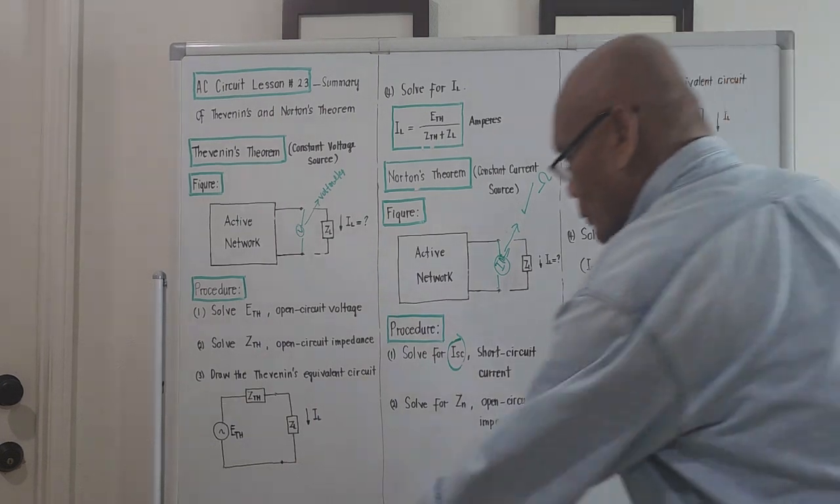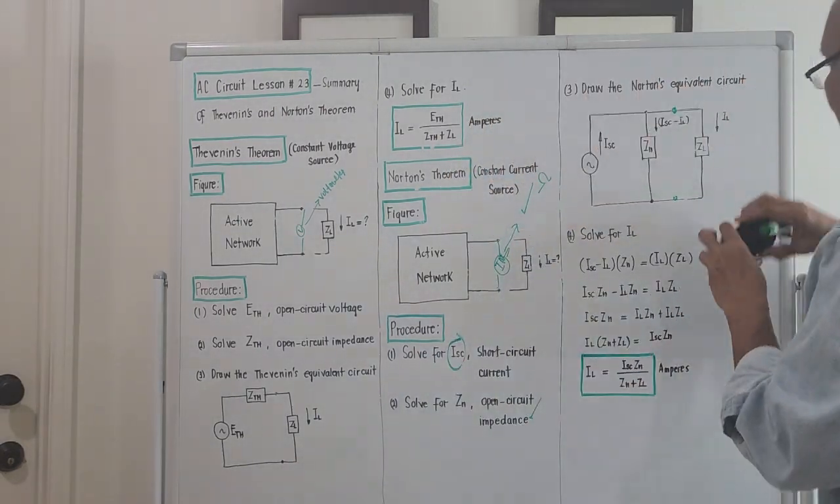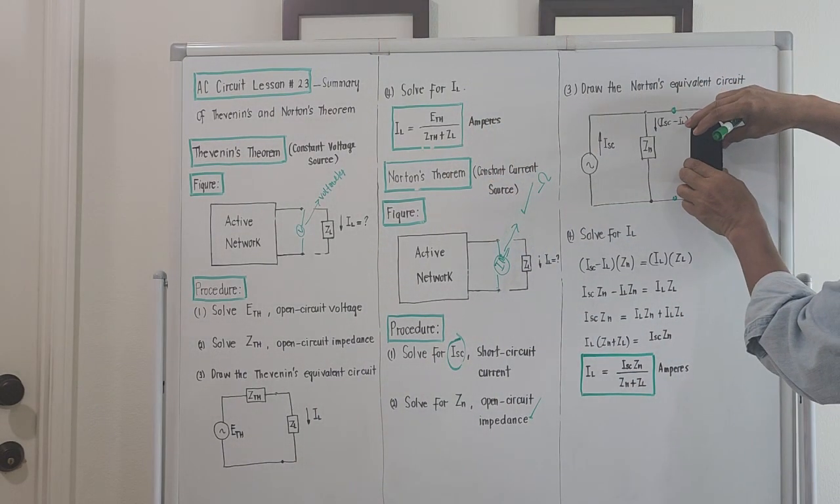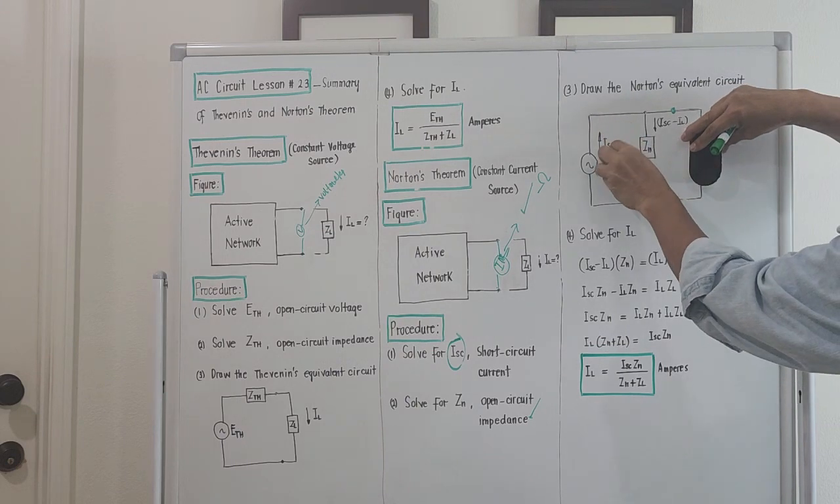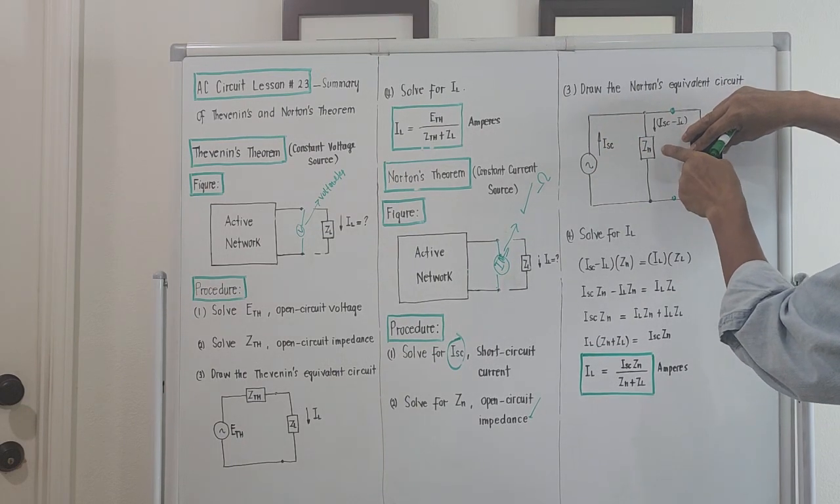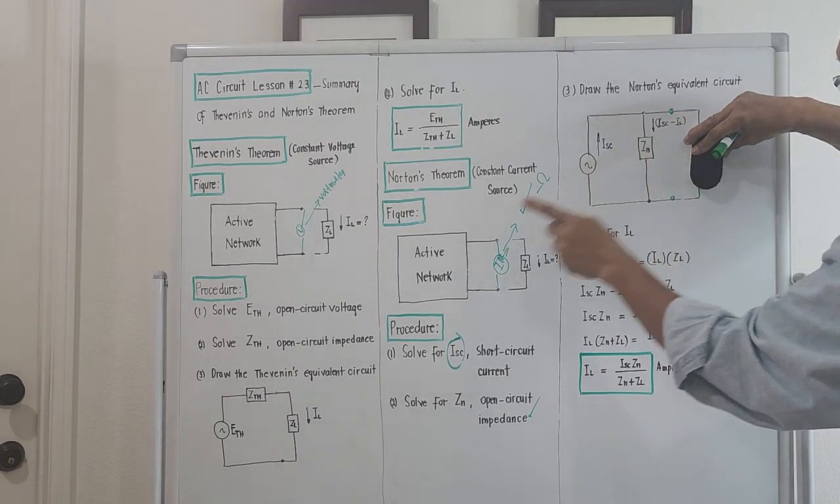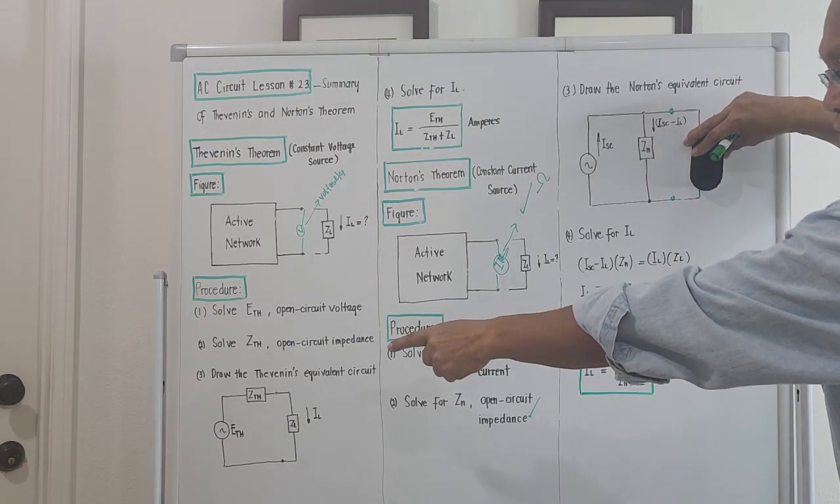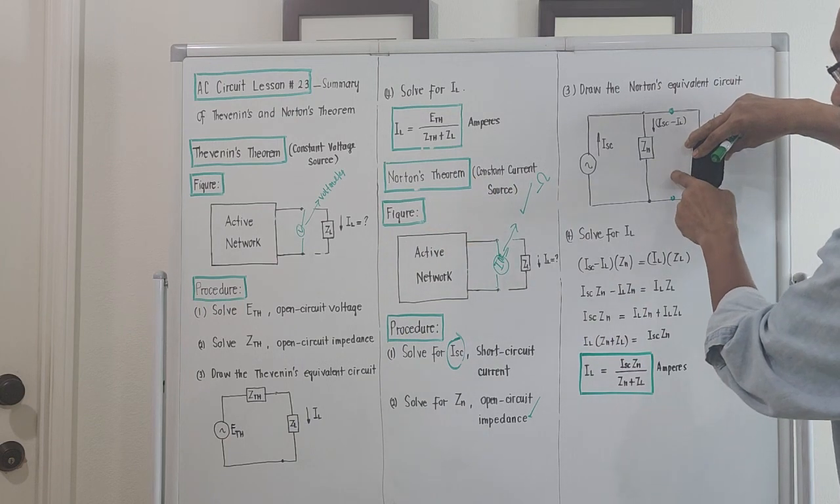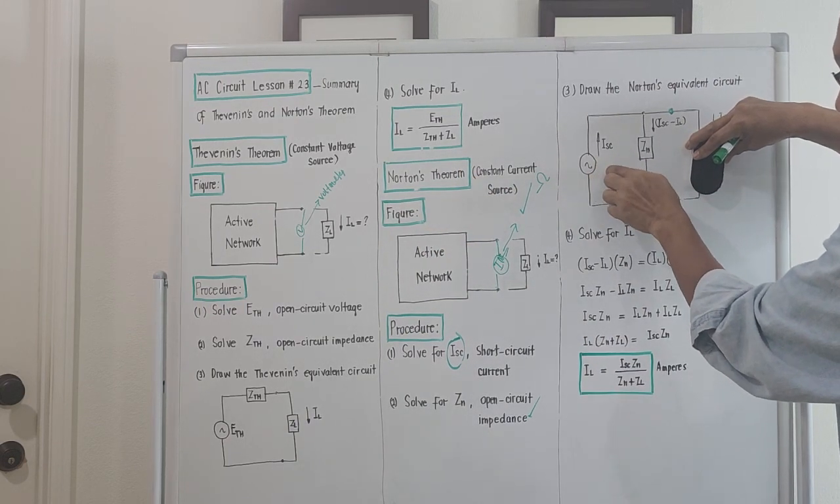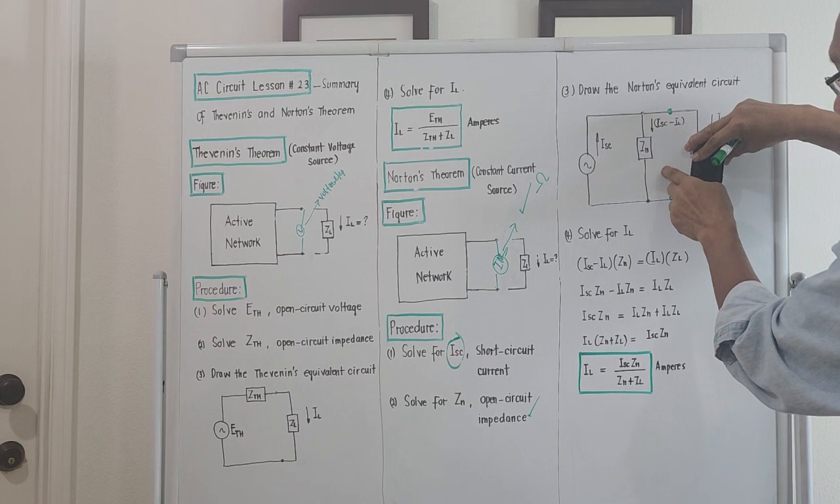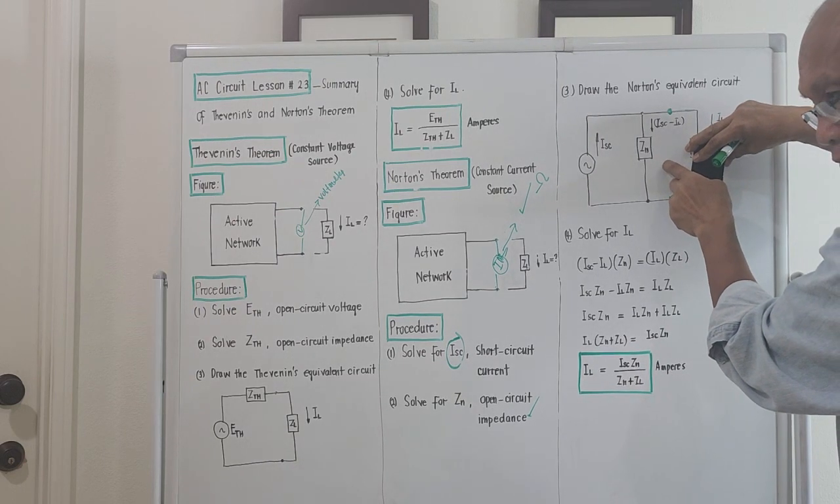So, when the load is disconnected, the constant current source is connected in parallel with the Norton's impedance. Do you see the difference? Under Thevenin's, they are in series, right? But under Norton's, they are in parallel. The constant current source is in parallel with the Norton's impedance.